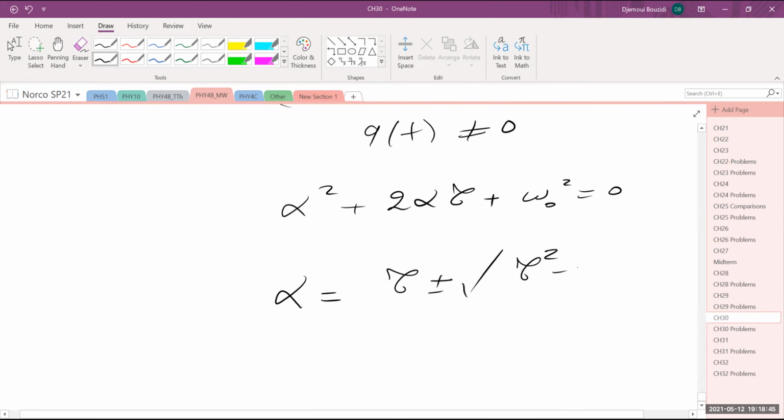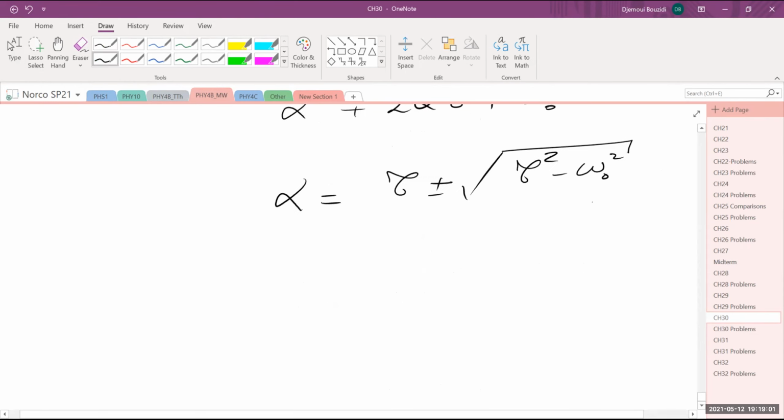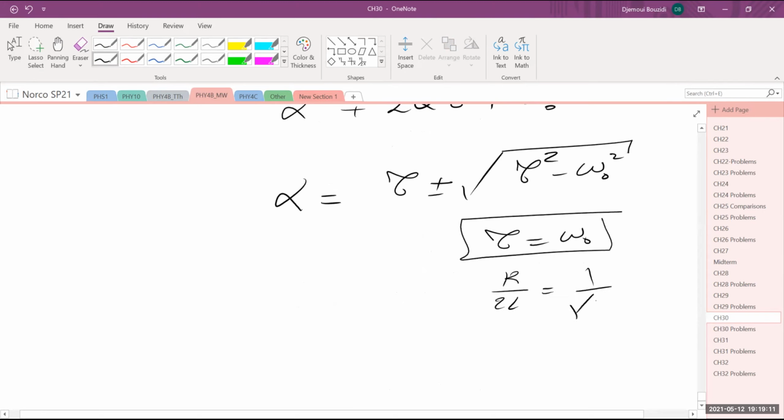However, there are 3 possibilities in here. You could end up with tau equal to omega naught. And if that's the case, let's replace tau by its value: R over 2L must be 1 over the square root of LC. In other words, R is equal to 2 times the square root of L over C. If this is the condition, the square root in here is equal to 0, and there are basically only superimposed solutions.